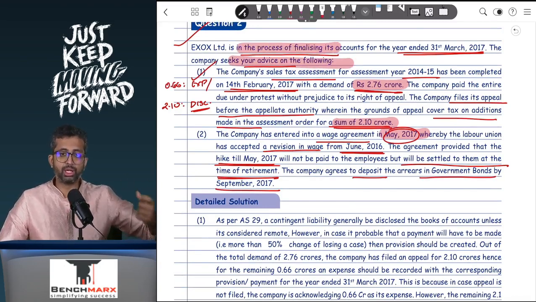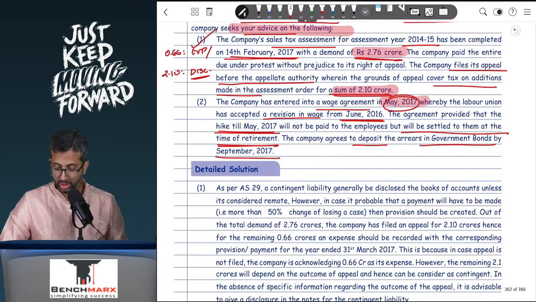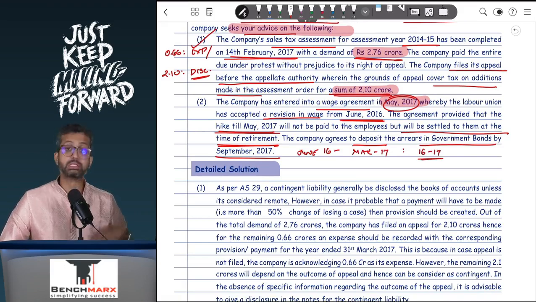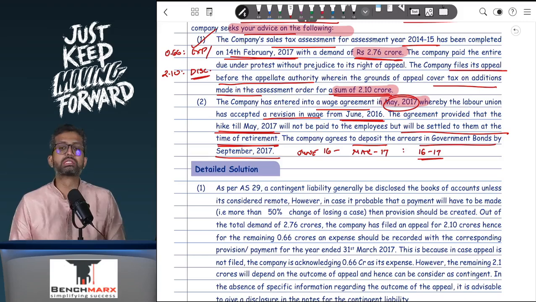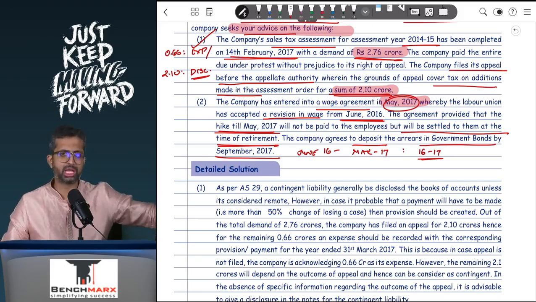This wage agreement pertains to you fixing the wages for the year, and hence at least wages for the year June 16 to March 17, whatever these wages, will be recorded in the year 16-17, assuming that the condition existed on the balance sheet date because you have rendered the service, and hence this helps you in determining the amount that you had to pay for the employee service as on the balance sheet date.